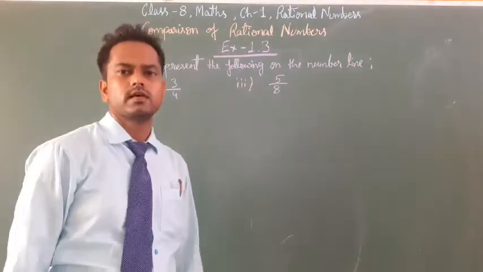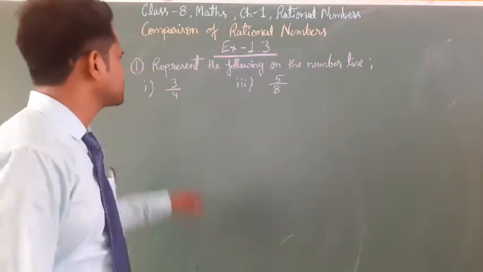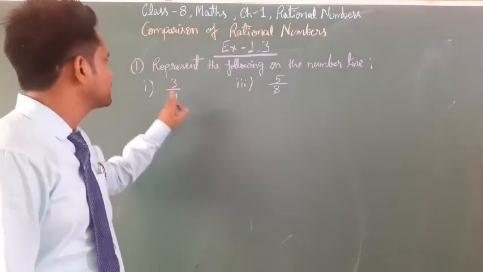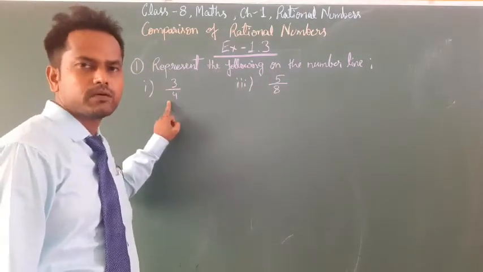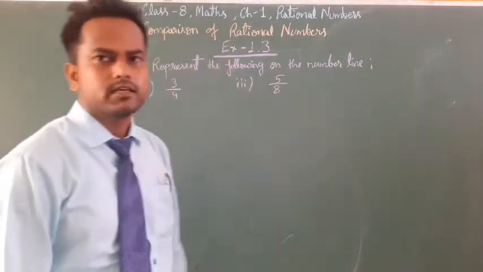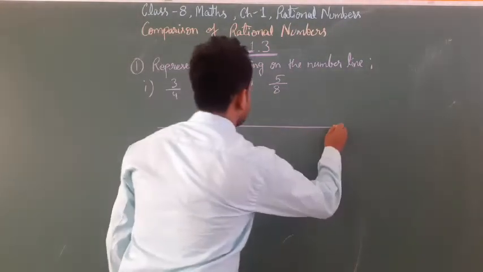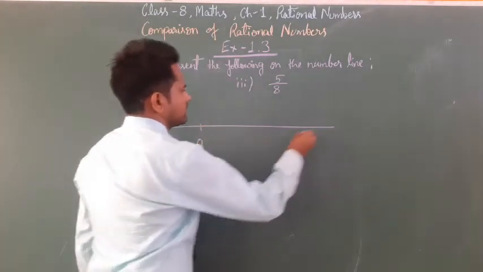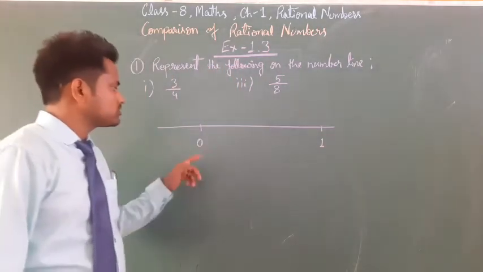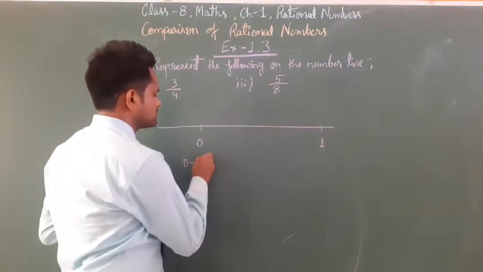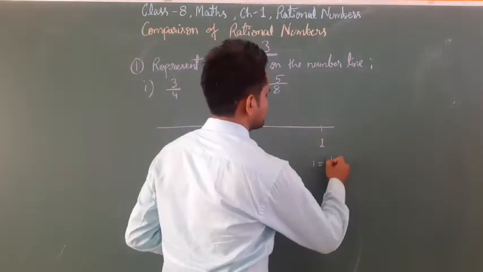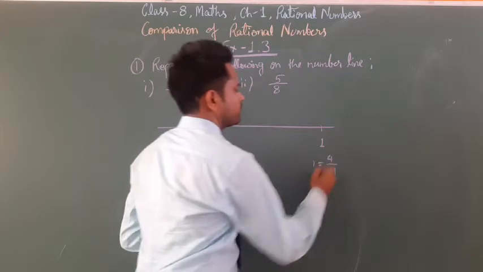Now we will solve exercise 1.3. The first question is: represent the following on the number line. You have to represent 3 by 4 on the number line and represent 5 by 8 on the number line. So first you have to draw a number line, that is 0 and 1. Got it? So 0 can be written as 0 by 4 and 1 can be written as, sorry, 4 by 4.